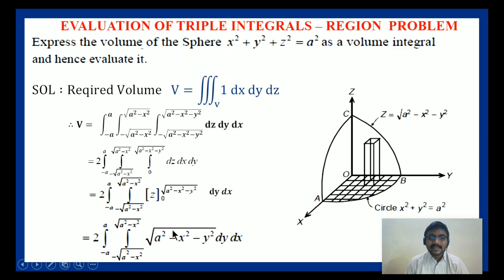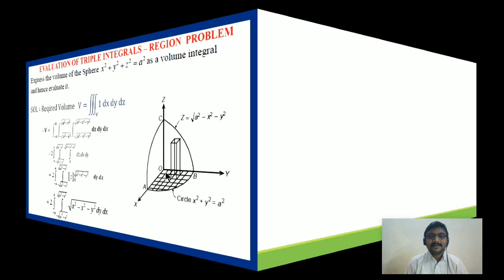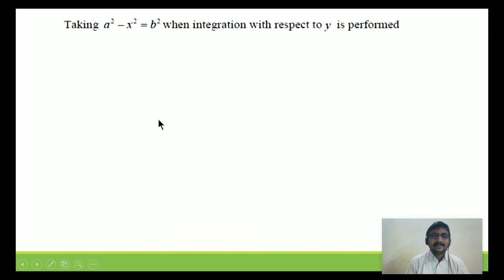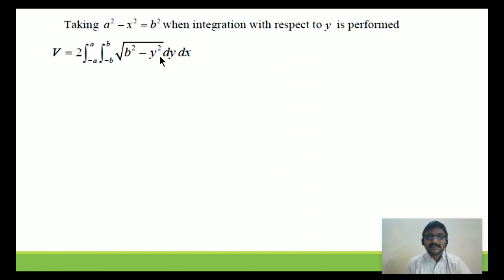For this, a square minus x square can be taken as b square. So if we take a square minus x square as b square, when the integration with respect to y is performed, we can clearly obtain a formula. What is the formula? It looks like the integral of root of a square minus y square dy, that is y by 2 root of a square minus y square plus a square by 2 sine inverse of y by a.